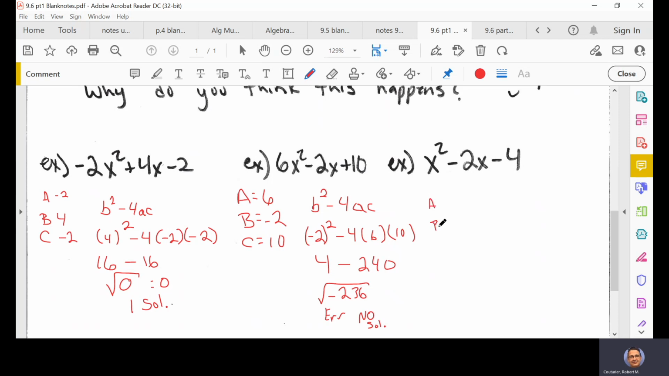Let's check out the last one. Again, A, B, and C. 1, negative 2, and 4. And we plug it into our equation. B squared minus 4AC. Remove the B. Remove the A. Remove your C. And we plug them in. B is a negative 2 again. A is 1. C is 4. Okay, this becomes what? 4.